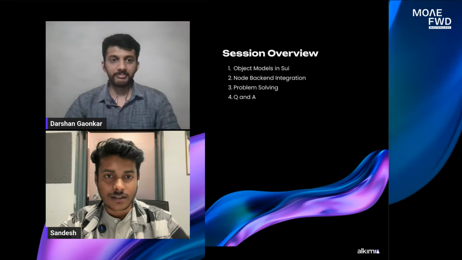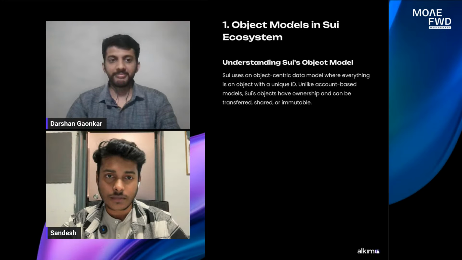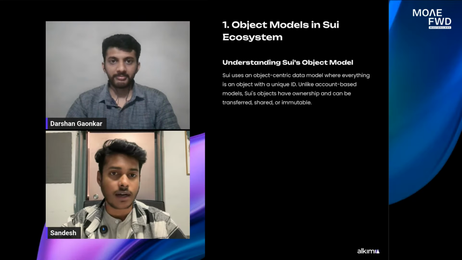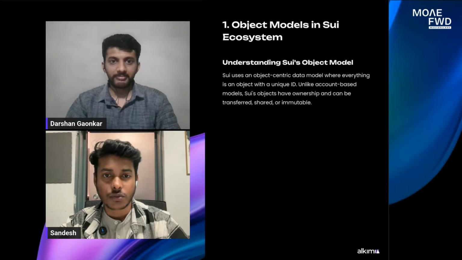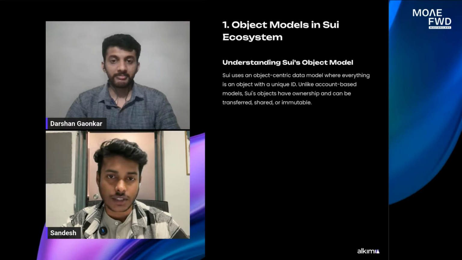So let's get started with object models in the SUI ecosystem. Understanding SUI's object model is very important because in SUI everything works on objects. SUI is an object-centric data model. In Ethereum, everything works on an account basis, so everything is linked to a particular account. But when we talk about SUI, everything is a particular object ID. Everything is an object that is underlying linked to your account, so you will be the owner of that object.